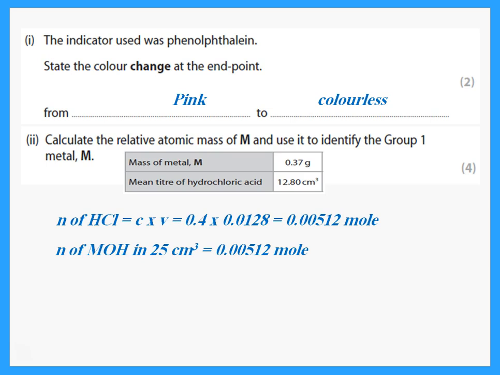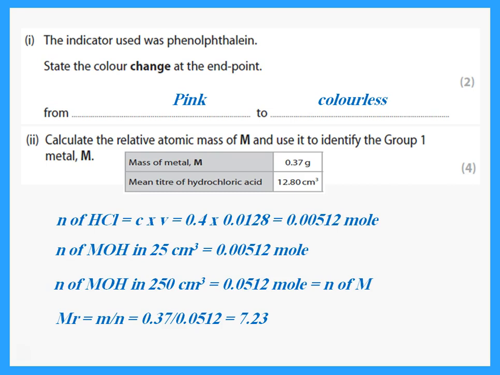Then that means that this would be the same as the number of moles of the MOH, the hydroxide of the metal. That means that the number of moles in the 250 you multiply by 10. And that means this is the number of moles of the metal itself. So you can use that to get the Mr of the metal, mass over number of moles, and that gives 7. So that means I'm looking for something that has a molecular mass of 7 point something. That means my metal is lithium.